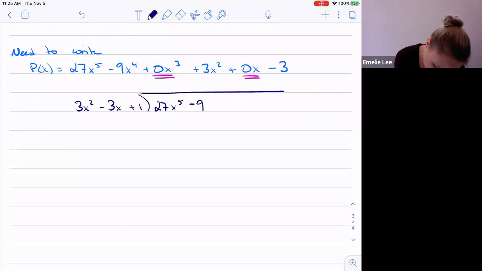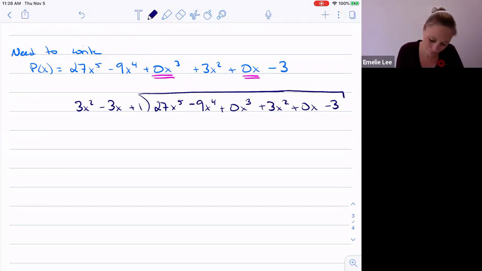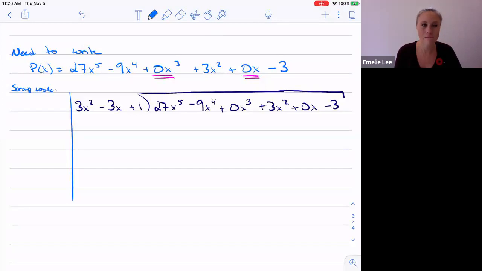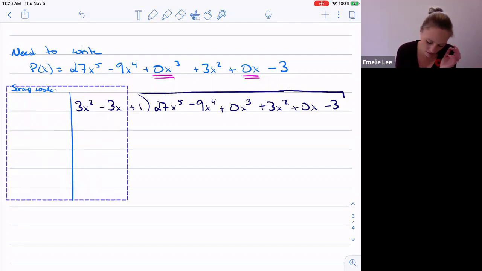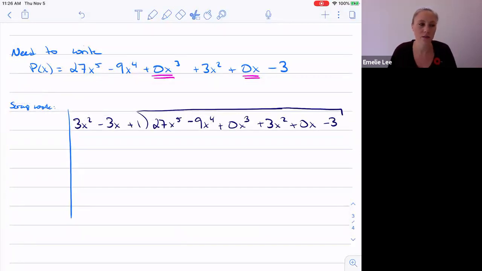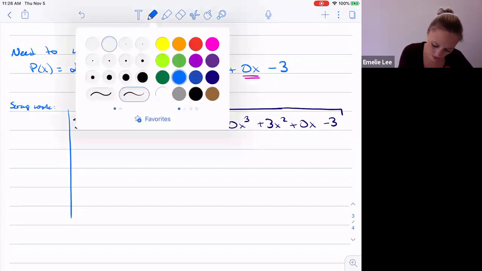27x to the 5 minus 9x to the 4 plus 0x to the 3 plus 3x squared plus 0x minus 3. Did not leave a lot of room here. That's okay. I'll keep my scrap work here. In fact, I'm going to make a little bit more room up above here. I only need room for my quotient, but it just seems really crowded. So I'm going to bump everything down 1. There. That'll look a little bit nicer. Okie dokie.